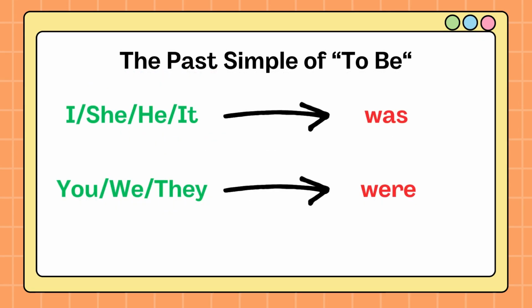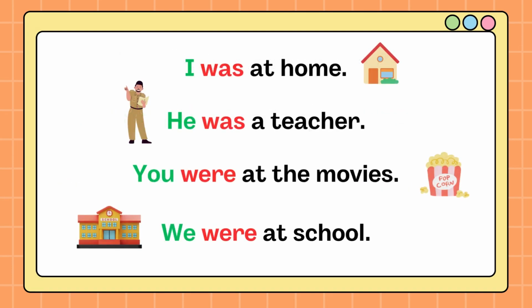The past simple of to be is an irregular verb. That means it doesn't follow the ed rule. So for I, she, he, and it, we say was. For you, we, and they, we say were. Here are some examples. I was at home. He was a teacher. You were at the movies. We were at school.